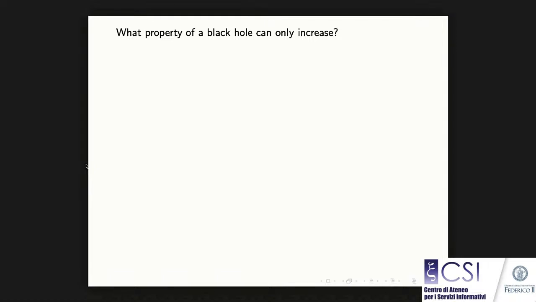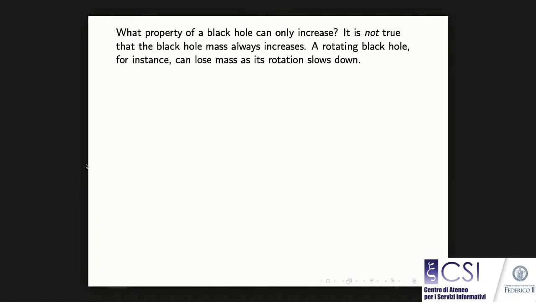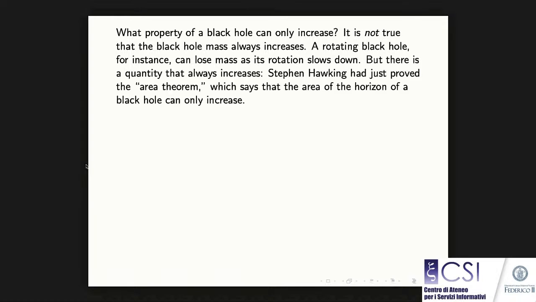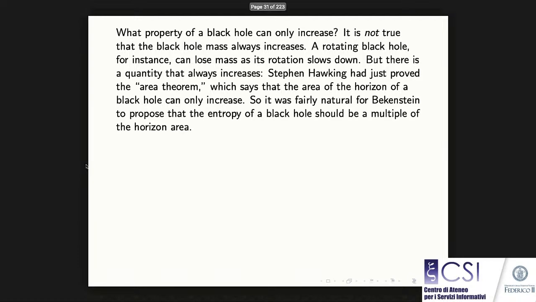Well, what property of a black hole can only increase? It's not true that the mass can only increase. For example, a rotating black hole can lose mass as its rotation slows down. And that's believed to be important astrophysically as an energy source for quasars. But there is a quantity that always increases. By coincidence, just as Bekenstein was asking this question, Stephen Hawking had just proved the area theorem, which says that the area of the horizon of a black hole can only increase in classical general relativity. So it was fairly natural for Bekenstein to propose that the entropy of a black hole should be a multiple of the horizon area.